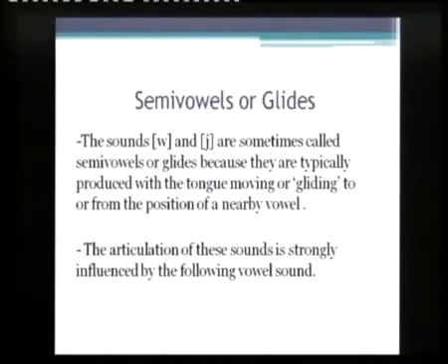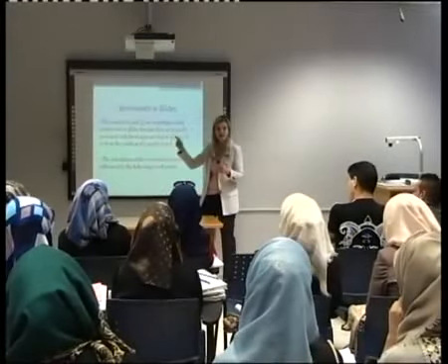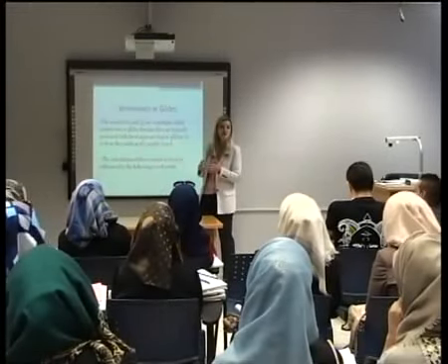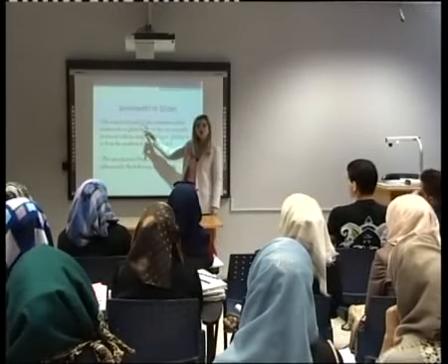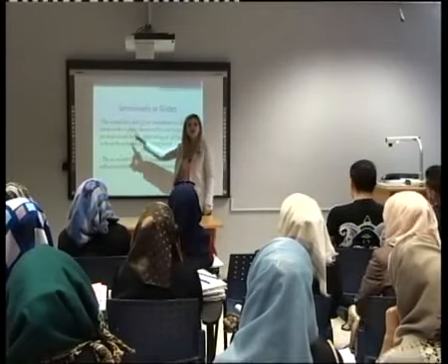Most of the time you're going to find the sounds wa and ya at the beginning of English words. If you find them in writing in the middle or at the end of English words, they turn into diphthongs. We're going to see that. It's something that has to do with vowels. For now, all I need you to know is that they are semivowels or glides because they are affected by the following vowel.